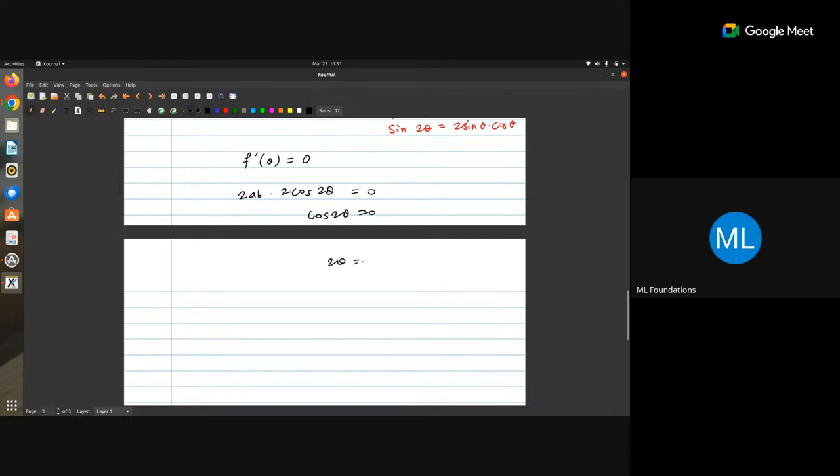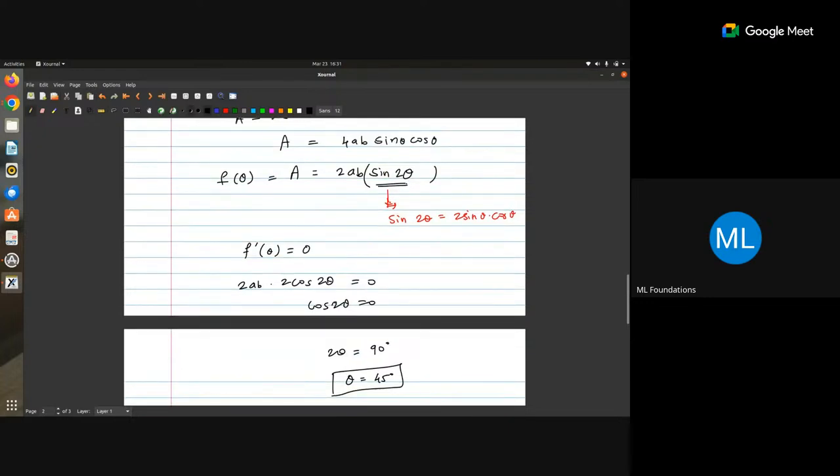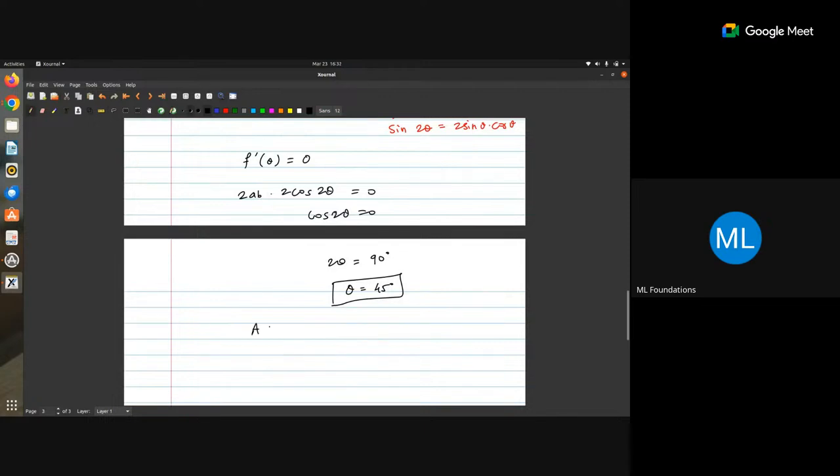Now, 2 theta will be what? 90 degrees, right? 90 or 180? Fine, I'll go with 90 degrees. So theta will be equal to 45 degrees. At theta equals 45, sine 90 will be equal to 1, right? And that means the maximum area will be 2ab. But here it shouldn't be 90 degrees, actually it should be pi by 2, because we are dealing in radians. So 2 theta equals pi by 2, so theta equals pi by 4.